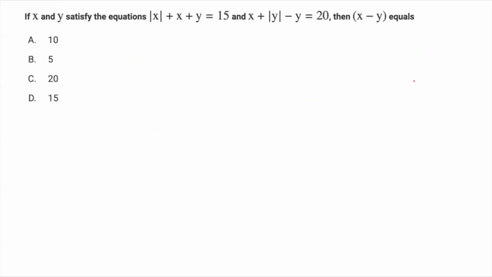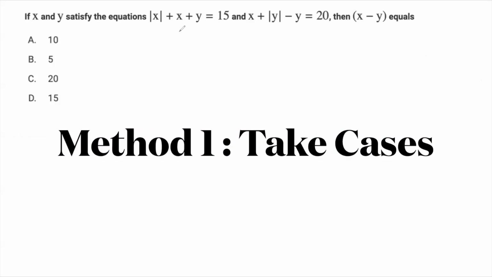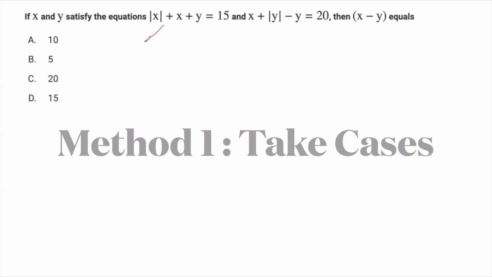All right, so with that, we go on to the second question. If x and y satisfy the equations |x| + y is 15 and x + |y| - y is 20, then x - y equals. So there are multiple ways of approaching this particular question. The first approach is basically you take cases, okay? If you have mod involved, you can have possibilities, right?